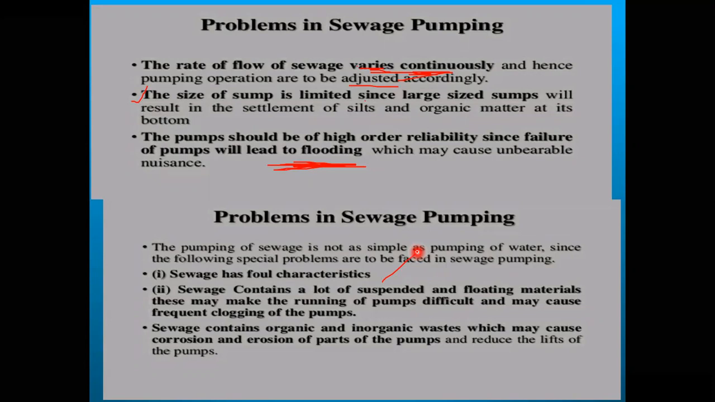Next problem: sewage contains organic and inorganic waste, which may cause corrosion and erosion of parts of the pumps and reduce the life of the pump. Sewage water has organic, inorganic and other chemicals added, so there are reasons for the pipes to be damaged; the pipes will get eroded or corroded and also reduce the life of the pump.